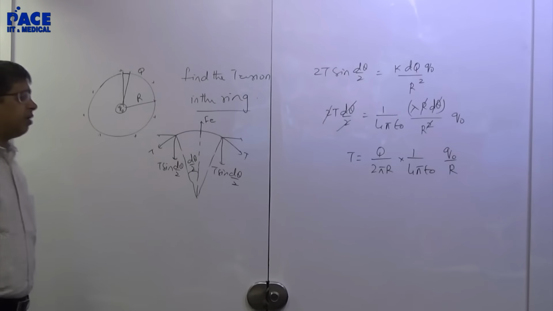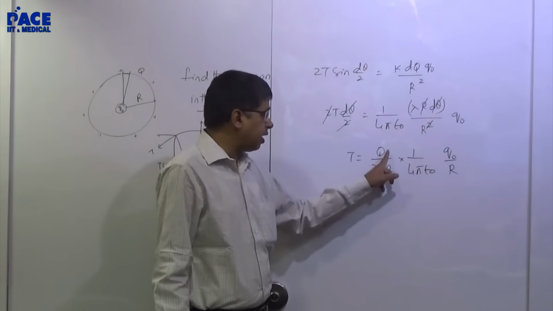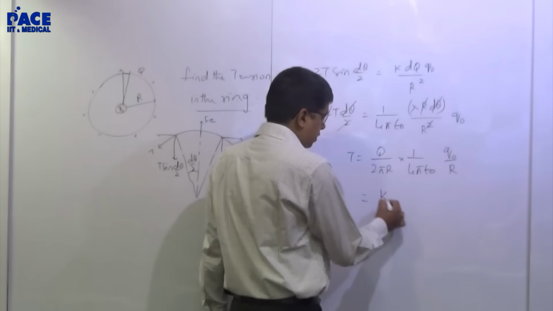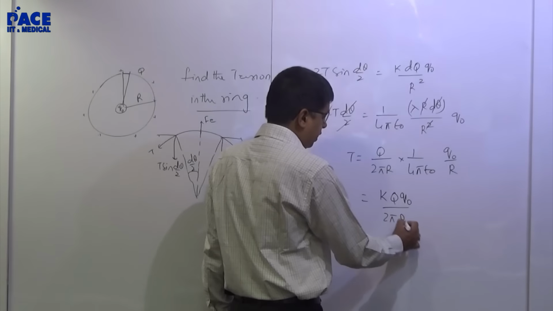Or you can keep 1 by 4 pi epsilon naught as k, I don't mind. Keep it as k capital Q small q naught by 2 pi r square.